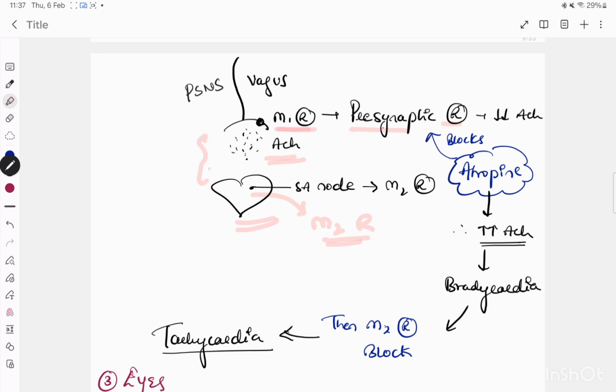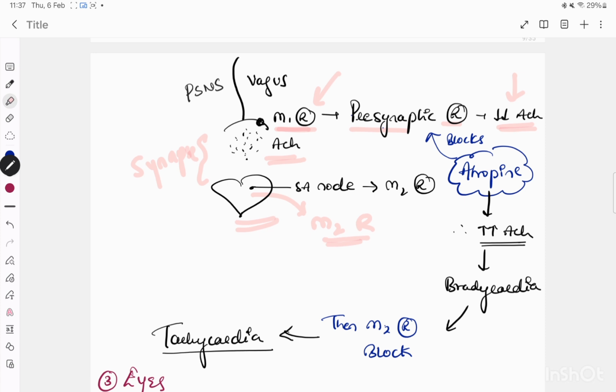See, this is the synapse, right? So what do I call this? I call this a presynaptic receptor. You need to remember that the function of a presynaptic receptor is to decrease the production of the substance it is releasing. In this case, it is acetylcholine. So this presynaptic receptor decreases the levels of acetylcholine.